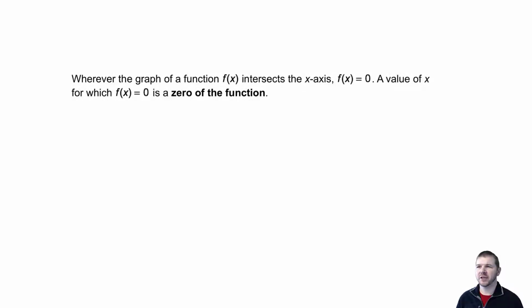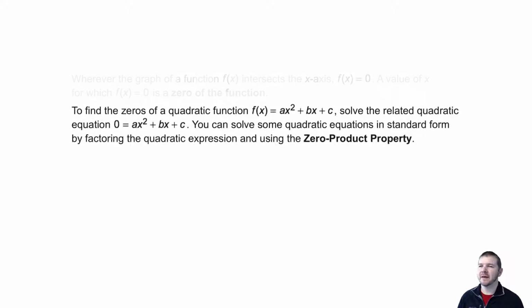Wherever the graph of a function f of x intersects the x-axis, f of x equals 0. A value of x for which f of x equals 0 is a zero of the function. To find the zeros of a quadratic function, f of x equals ax squared plus bx plus c, solve the related quadratic equation 0 equals ax squared plus bx plus c.